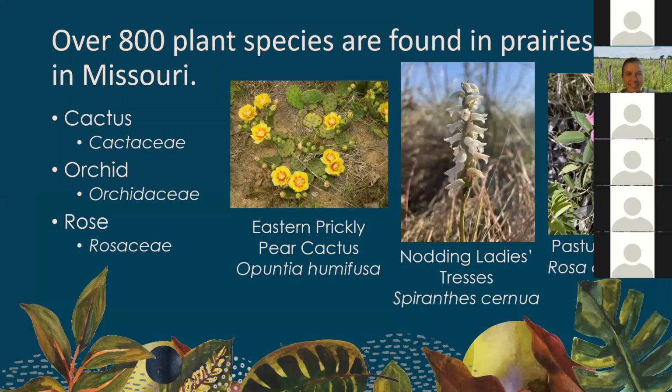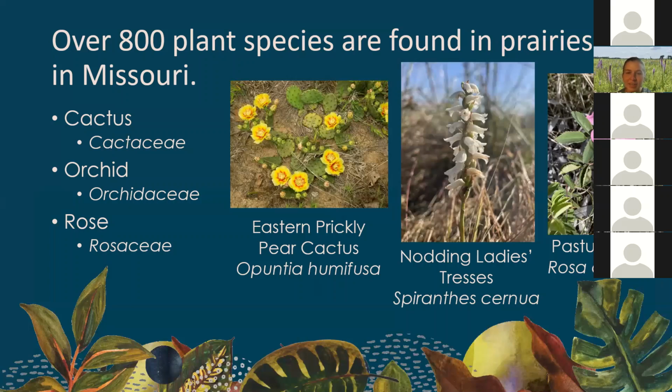An orchid. This is one of many orchids, many as in probably 5 to 7 orchids that are here in Missouri. So this is nodding lady's tresses, and it is a late fall bloomer found on those mesic, medium-moisture prairies. And then lastly, one representative of the rose family, though there are many, we have here the pasture rose.